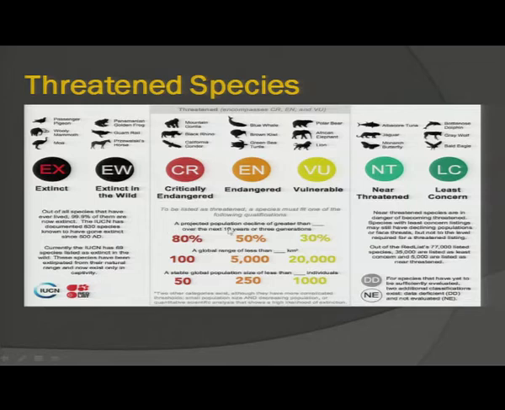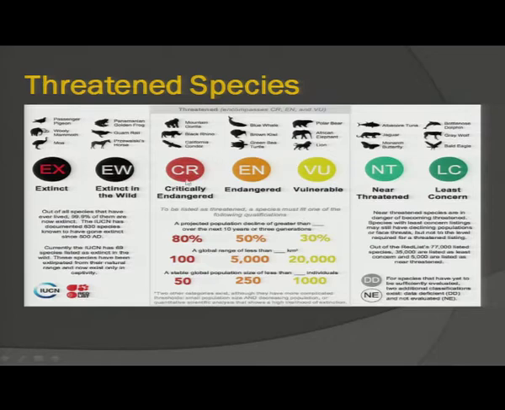Number 1, a projected population decline of greater than 80% over the next 10 years or 3 generations in the case of critically endangered, 50% in the case of endangered and 30% in the case of vulnerable. Similarly, a global range of less than 100 square kilometers for critically endangered, 5000 square kilometers for endangered and 20,000 square kilometers for vulnerable. A stable global population size of less than 50 individuals in the case of critically endangered, 250 in the case of endangered and 1000 in the case of vulnerable.